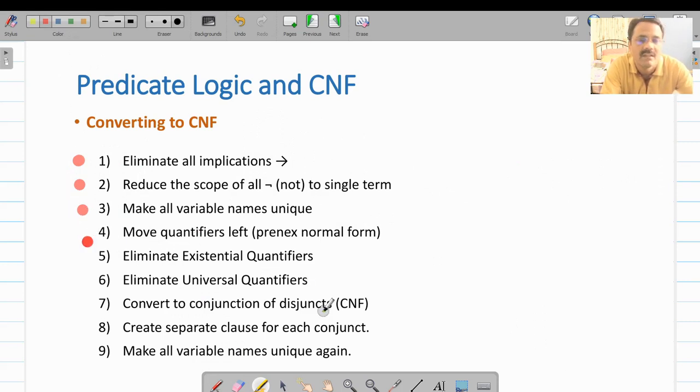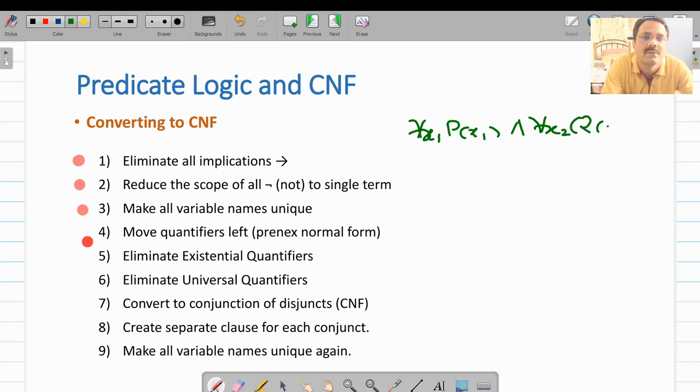Fourth step. Now in the last step we have seen that you have standardized variables, so you can have something like this: for all x1 p of x1, and for all x2 q of x2. So move all quantifiers to the left. Here there are for all quantifiers, so we will move them to the left hand side. Since you have standardized variables, if you change their place, that will not change the meaning of the sentence.